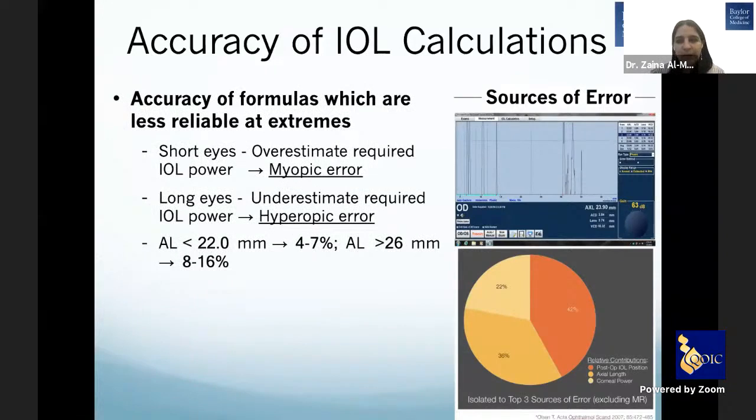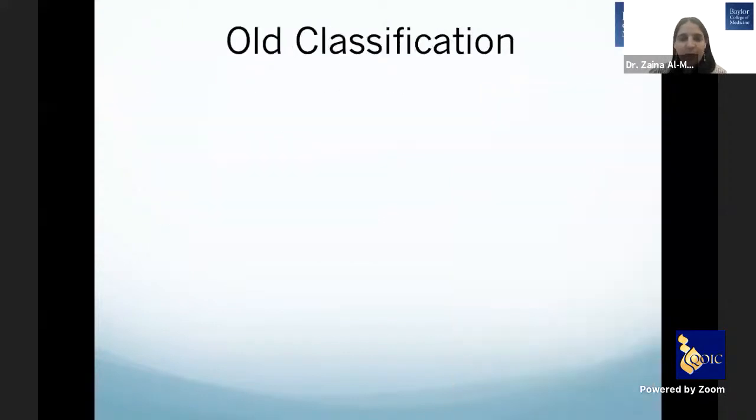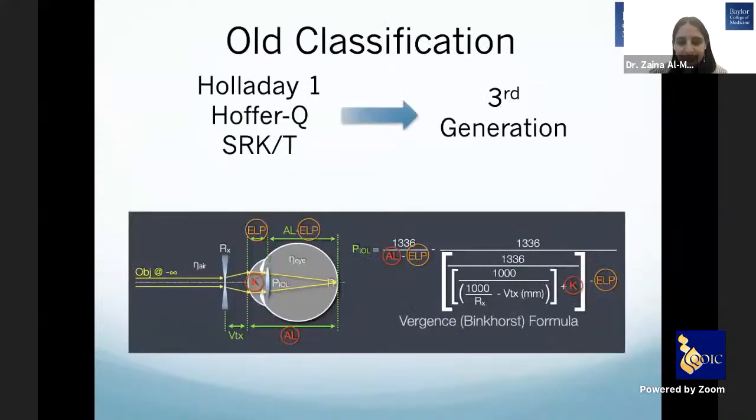Modern formulas perform pretty well on average, but it's really the extremes in which patients don't do as well. The big take-home message from my talk is most IOL calculation formulas will do well on average with most eyes. It's the extremes that people have some issues with. In short eyes, typically we overestimate the required IOL power and can result in a myopic error. On the other hand, in long eyes, you get a hyperopic error. Patients with less than 22 millimeters axial length in America are about 4 to 7% of the population, versus long eyes, which are more common, about 8 to 16%.